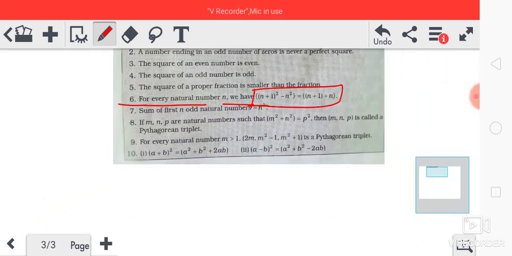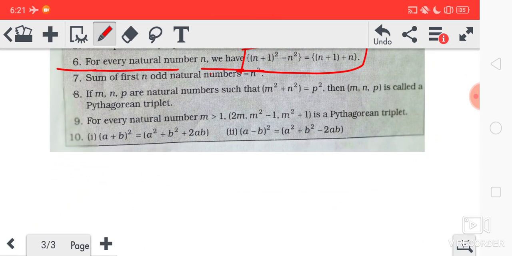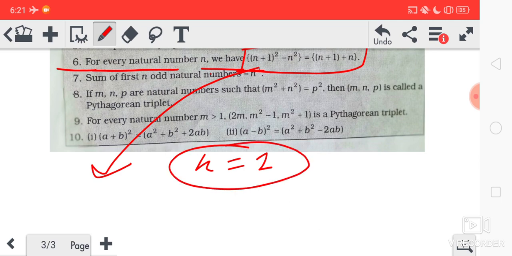So this part, we can take the value of n. Suppose the value of n we take as 2. Now this part we will write as it is, n plus 1 whole square. So the value of n that we have taken is 2, so it can be written as 2 plus 1 whole square.